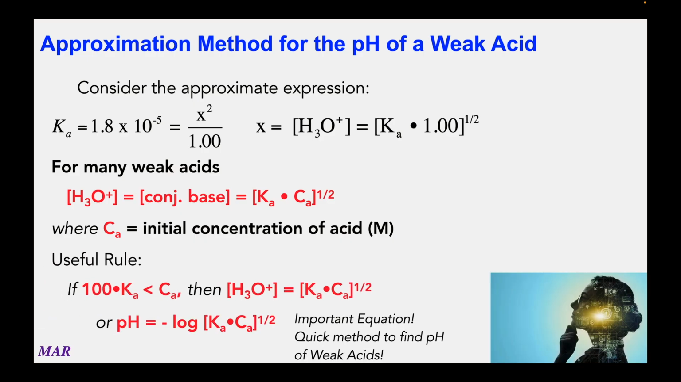A way to check this: if 100 times Ka is less than Ca, then you can let hydronium equal the square root of Ka times Ca. Or if you rewrite this real fast, the pH of a weak acid equals minus log of the square root of Ka times Ca. And that's actually a much nicer way to calculate pH than to go through the ICE tables to find hydronium, and then minus log of hydronium equals pH. You can absolutely do that, but it is more work. So if 100 times K is less than C, use it, and pH equals minus log square root Ka times Ca. Try it yourself on some of the problems and let me know how it goes.